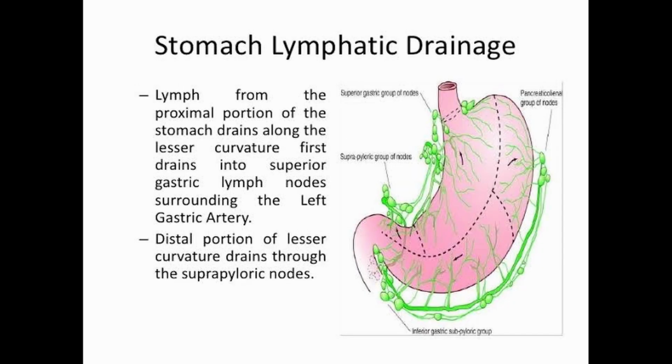The next one is the lymphatic drainage of the stomach. The lymph from the proximal portion of the stomach drains along the lesser curvature. First it drains into the superior gastric lymph nodes surrounding the left gastric artery. As you can see on the diagram, there is a superior gastric group of nodes that surround the gastric artery. The second one is the distal portion of the lesser curvature, which drains through the suprapyloric nodes, or pyloric nodes. So this is the lymphatic drainage of the stomach.